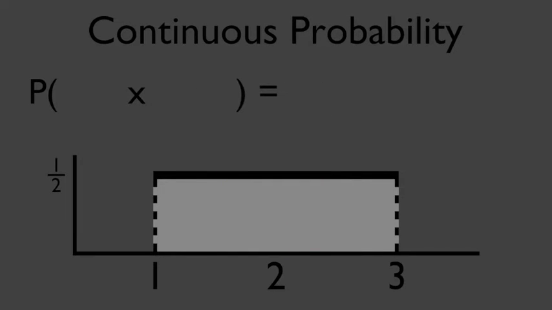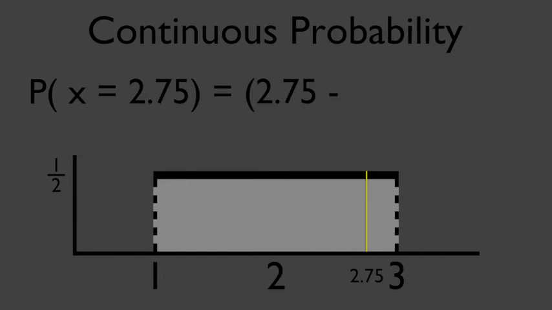Let's go ahead and look at the probability of getting exactly 2.75 here. Now we'll go ahead and find the width of that rectangle. So the outer edge of one side is 2.75, which is also the lower edge. So the width is 2.75 minus 2.75, which is 0. And then the height, which is 1/2. 0 times 1/2 is just 0. So the probability of getting exactly 2.75 is 0.